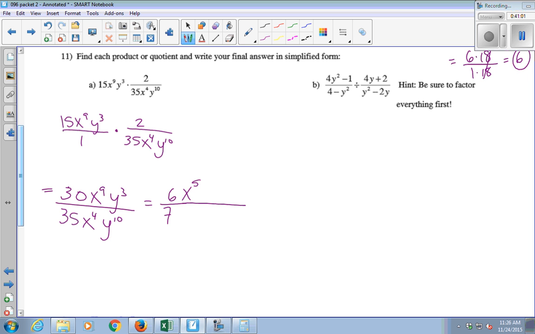Y cubed over y to the 10th. Like bases, you subtract the exponents. Y to the 7th on the bottom. Yeah. Good.